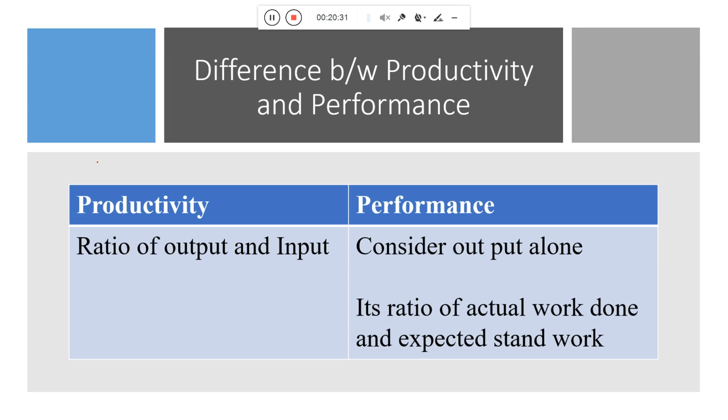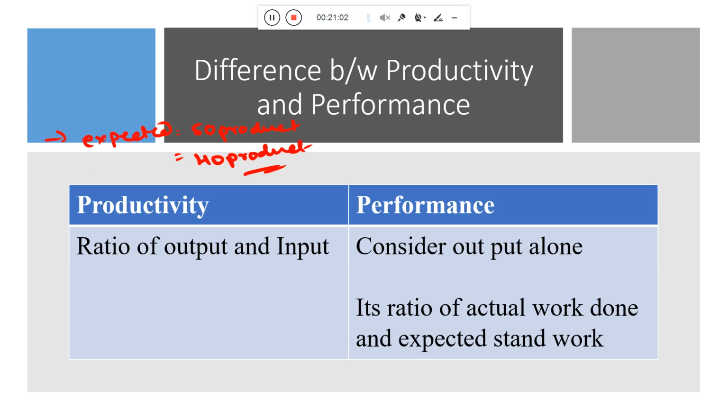Suppose, as an engineer, I expected an operator to make 50 products on the basis of the standard time, but he produced only 40 products. Then what is the performance of that particular worker?